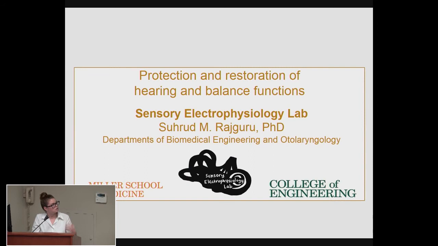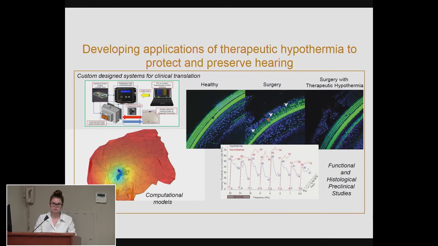So my lab, the Sensory Electrophysiology Lab in the Biomedical Engineering, also works with the Inner Ear Institute on the medical campus. We look for protection and restoration of the hearing and balance functions in these two systems. So we have two ongoing projects. The first project is working in the auditory system, where we're using therapeutic hyperthermia to protect against trauma in the inner ear, specifically the cochlea.